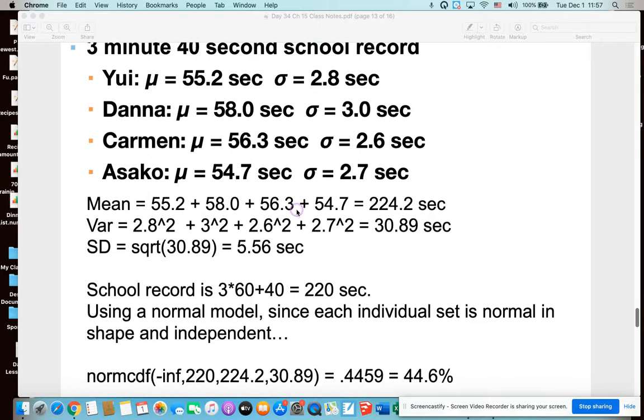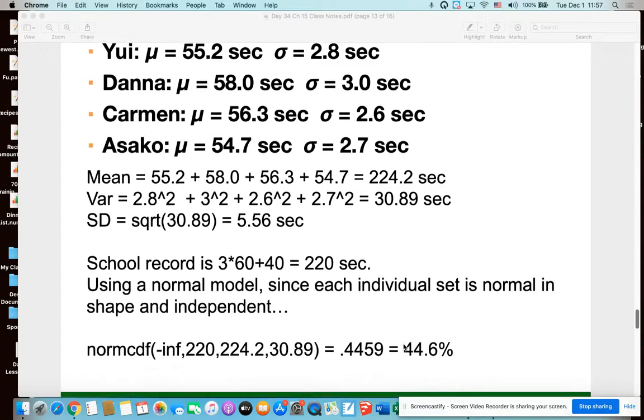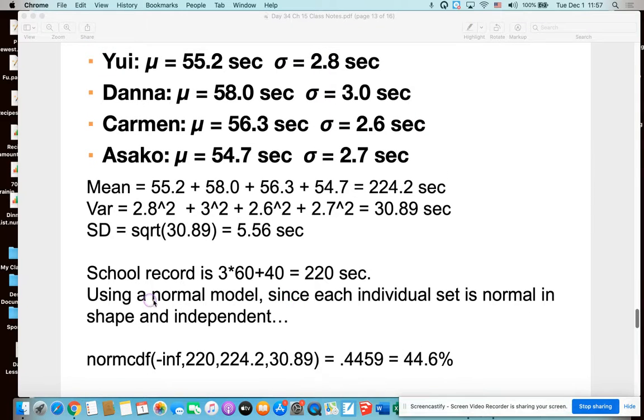All right. So if that's all true, then I can use the mean and the standard deviation, and I can use a normal curve, which becomes powerful. If I want to know the probability they're going to break the school record, that means they need to get less than 220 seconds, because the school record was 220 seconds.